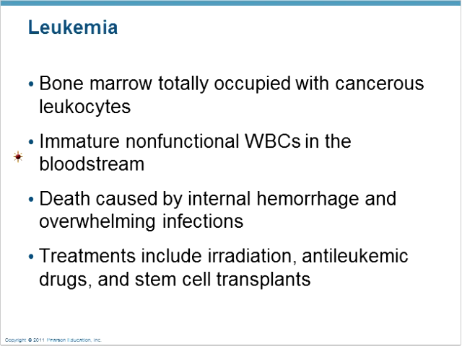The immature non-functional WBCs are in the bloodstream and they don't work. There's lots of them, but they don't work. And so death is caused by internal hemorrhage and overwhelming infections because we're becoming immune incompetent. Treatments include radiation, anti-leukemic drugs, and stem cell transplants from other people to sort of repopulate the bone marrow.